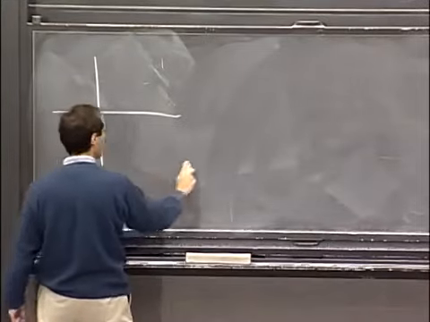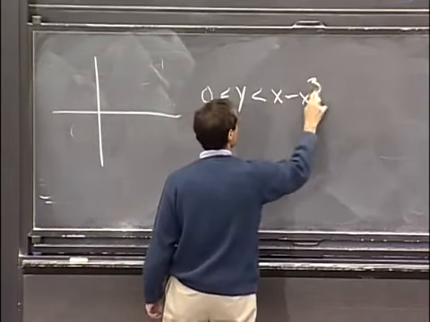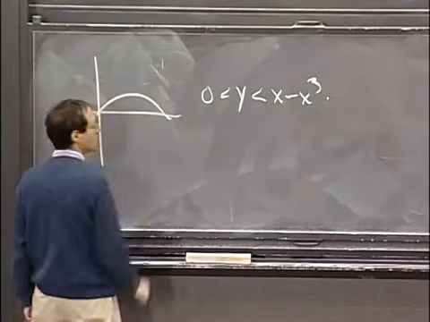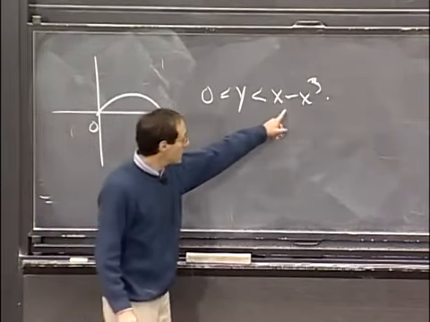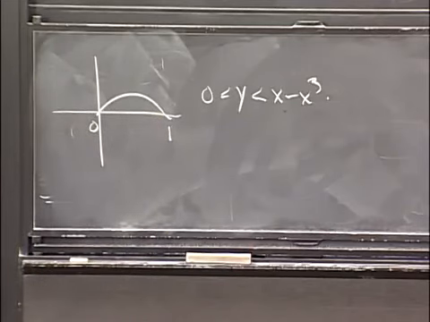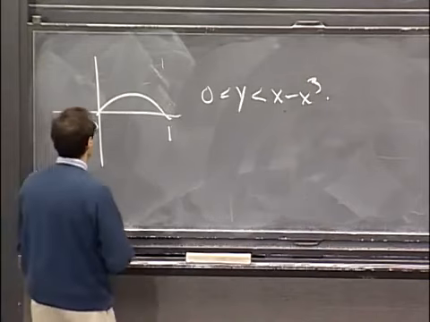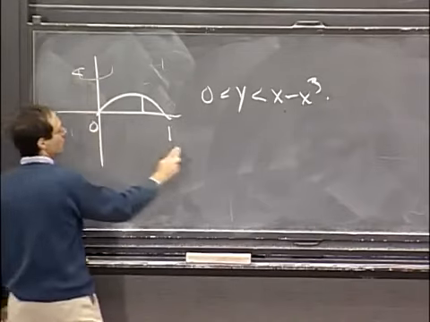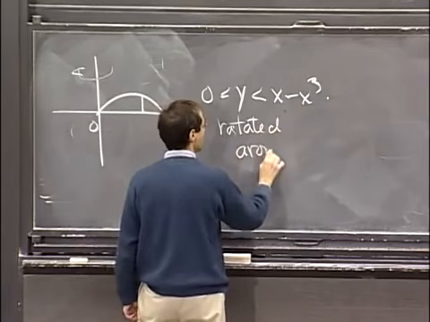Suppose you're looking at the curve y between 0 and x minus x cubed. All right? So this is some kind of lump like this. It goes from 0 to 1 because the right-hand side is 0 at 0 and 1 here. And there are these two possibilities. One of them is to do shells, and this is supposed to be rotated around the y-axis in this case.